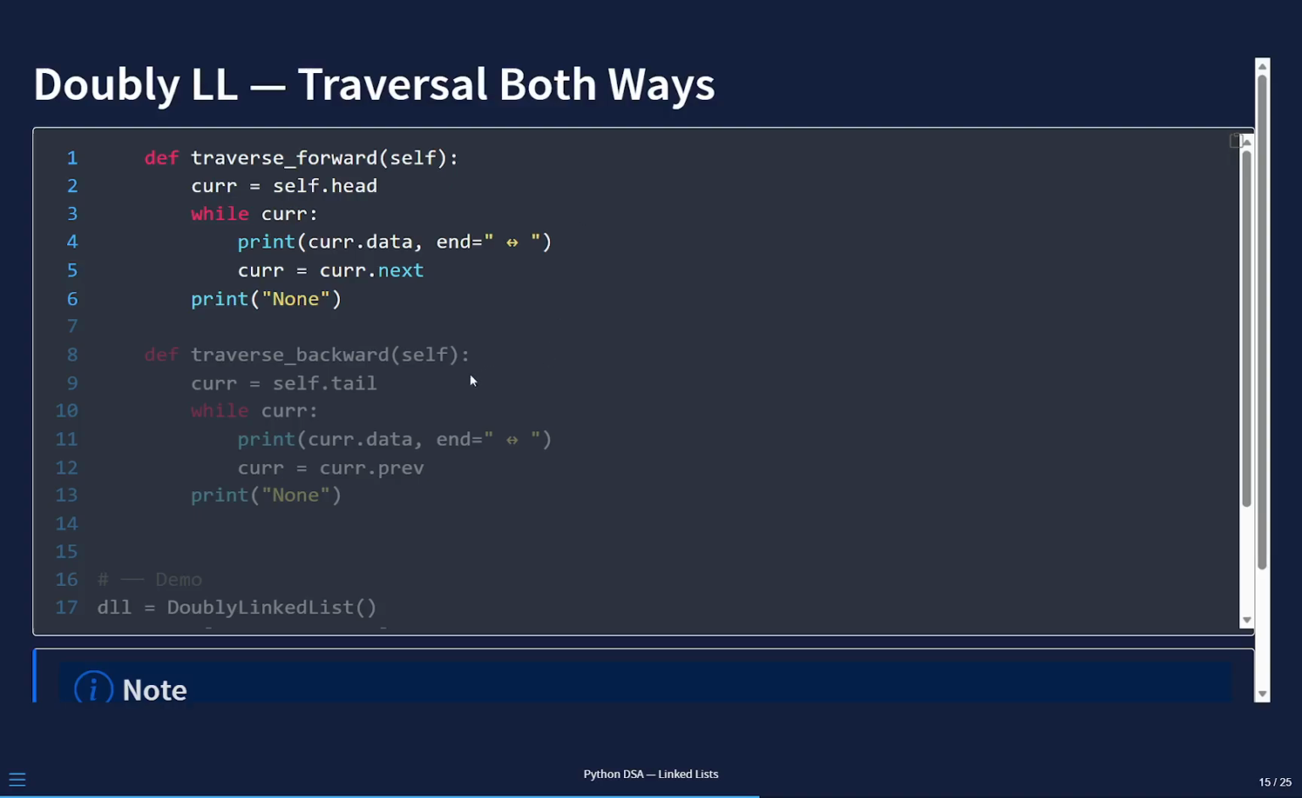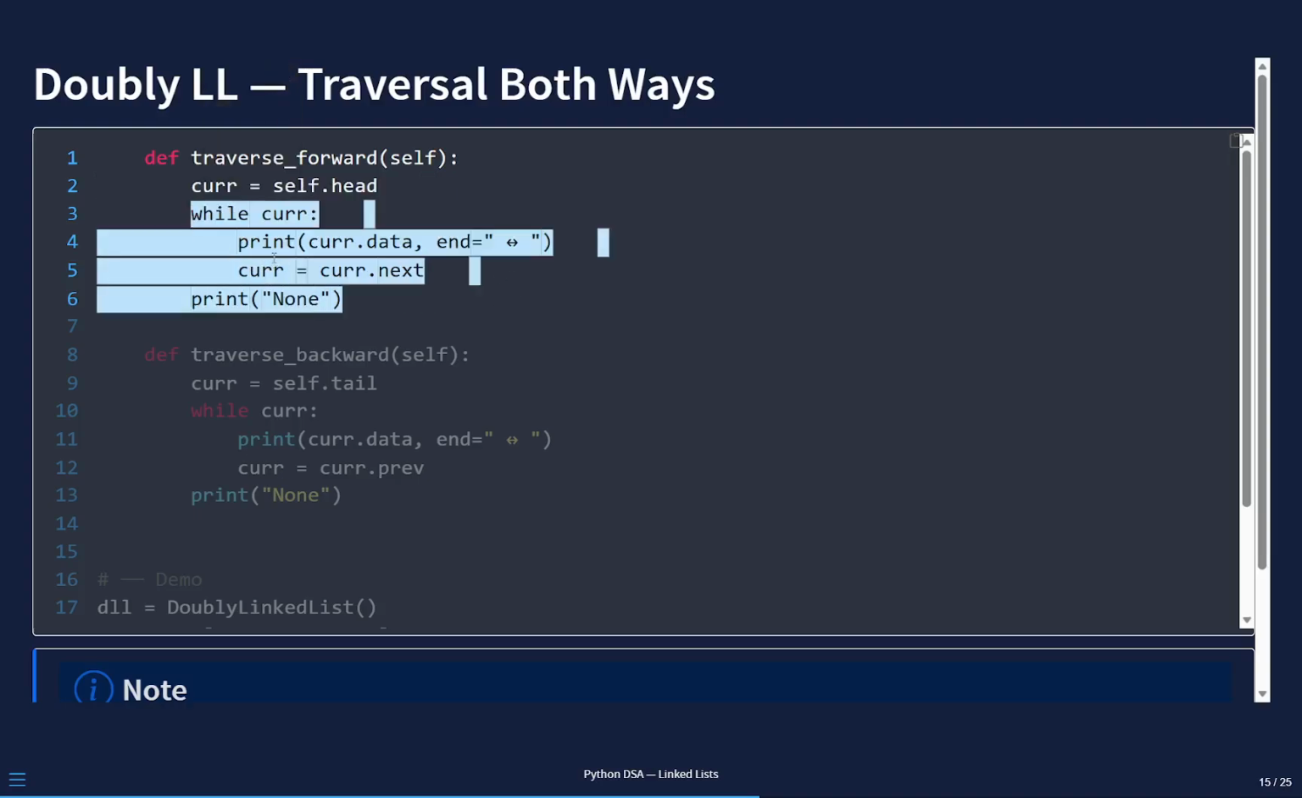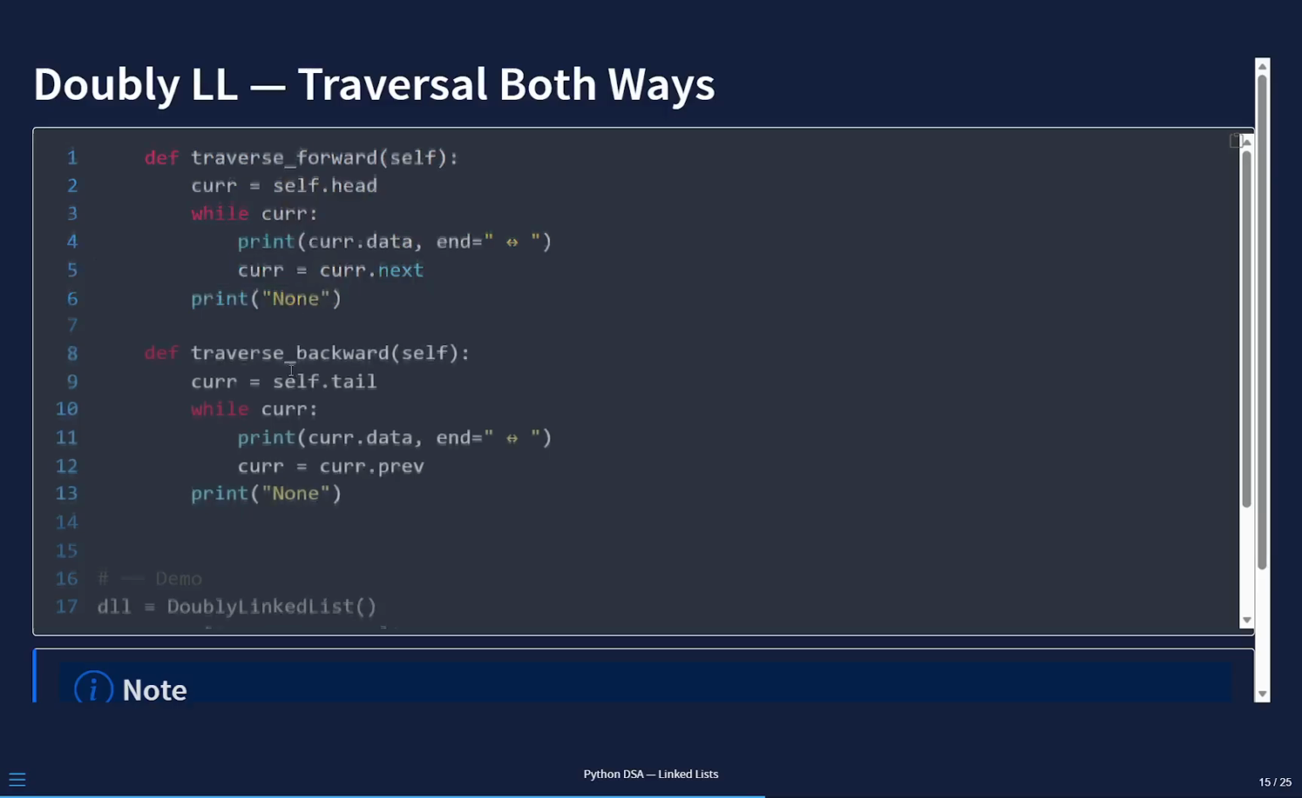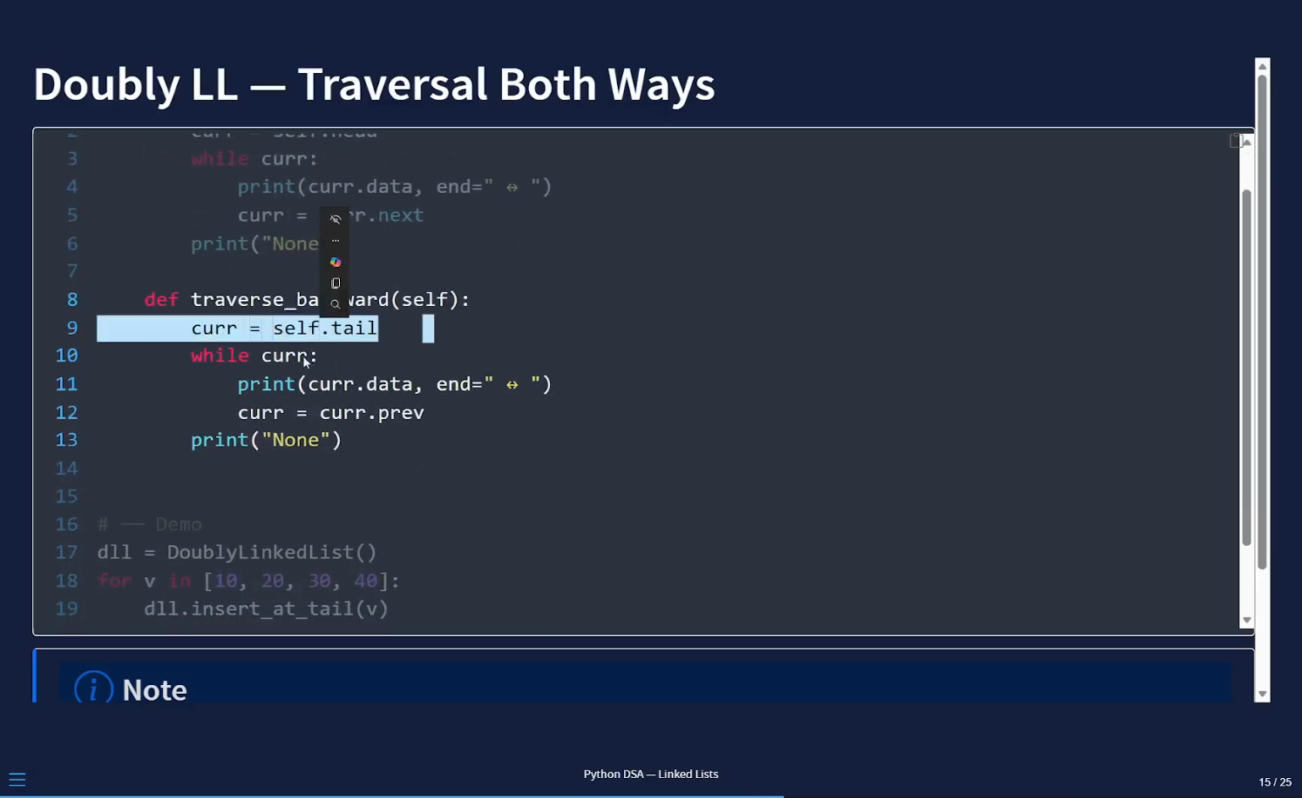Next. With a doubly linked list, traversal becomes bidirectional. Traverse_forward starts at self.head and follows next pointers, the same as a singly linked list. Traverse_backwards starts at self.tail and follows previous pointers, working backwards through the chain.